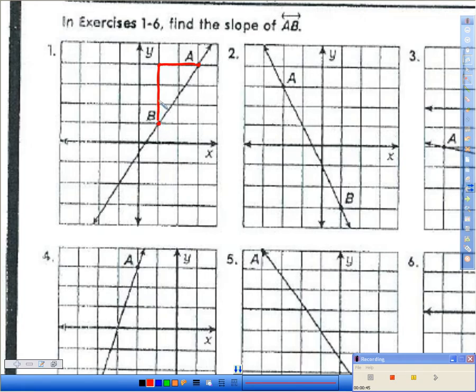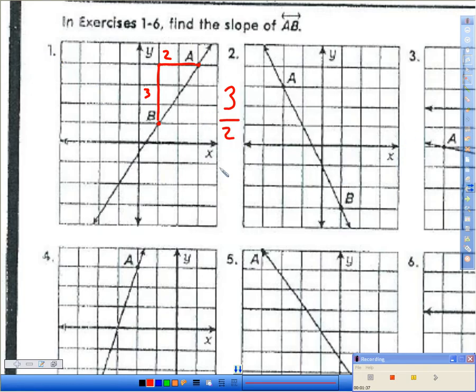Well, I need to go 1, 2, 3 units up, and we said up is positive, so we would have a rise of positive 3. Then we need to move 2 to the right. Since we're moving to the right, right is positive, so our run would be 2. Well, we said in class that slope can be thought of as rise over run, so we need to write this as a ratio or a fraction. So 3 over 2. Our rise is 3 and our run was 2, so 3 over 2.